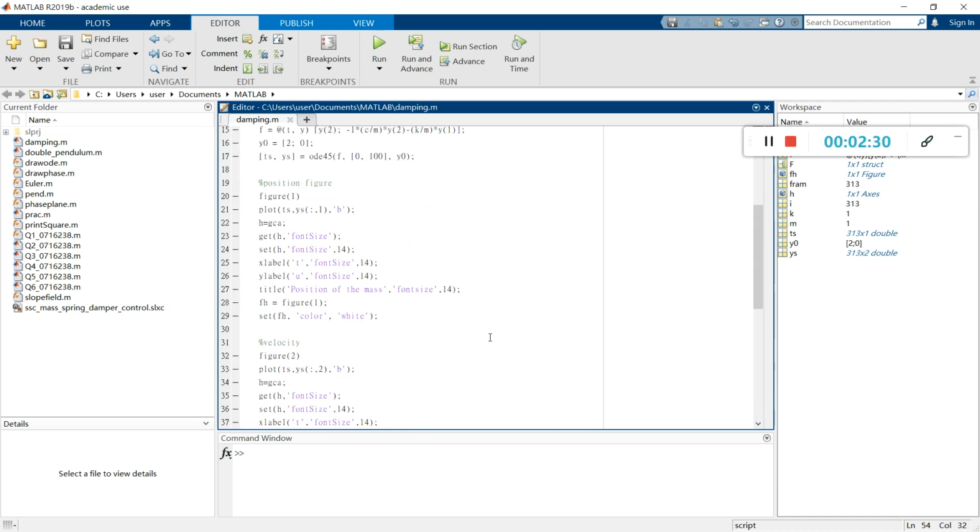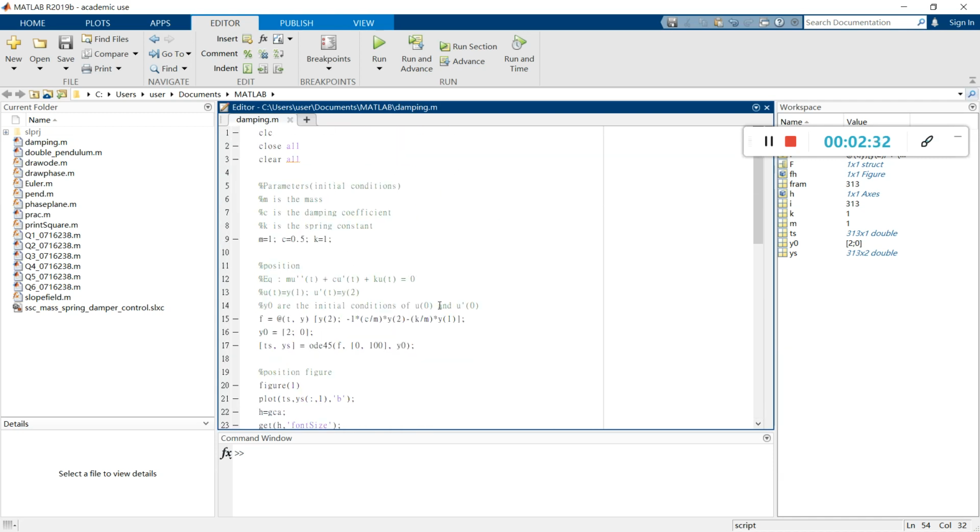Now we first show under-damping. Our mass is 1 and our spring constant is also 1. So 2 times the root of spring constant times mass is 2. Under-damping tells us that the damping coefficient will be smaller than 2, so we initialize it as 0.5, then run.